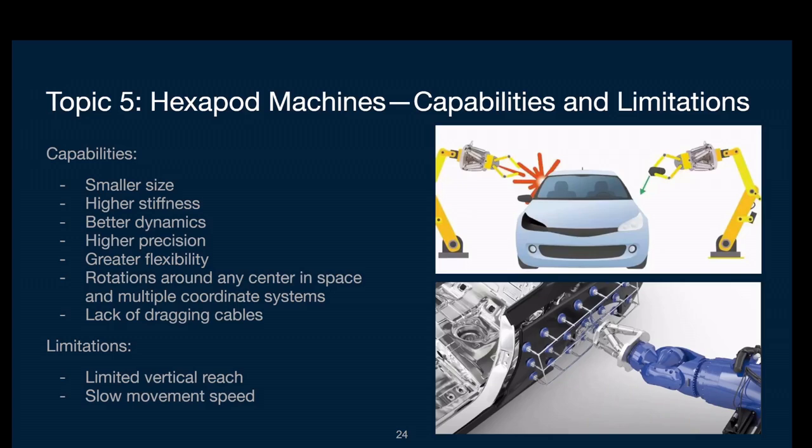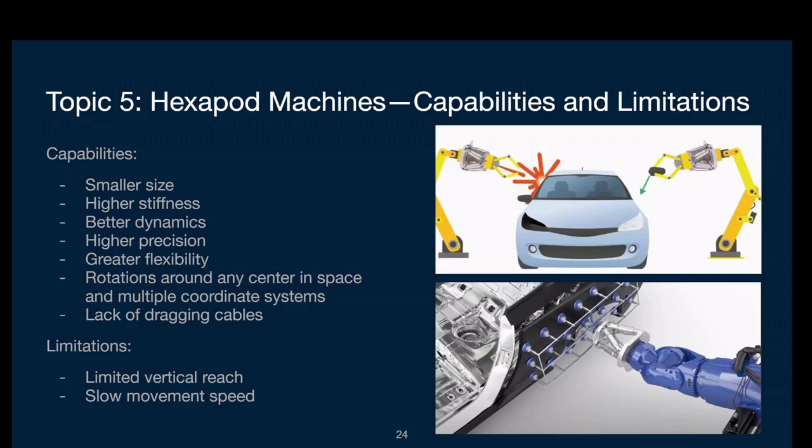Hexapod machines have a smaller size, higher stiffness, better dynamics, higher precision, and a greater flexibility than traditional robots. The user programmable pivot point allows rotations around a center in space and multiple coordinate systems. Additional advantages are the lack of dragging cables, which are more common with classical serial multi-axis positioning systems.